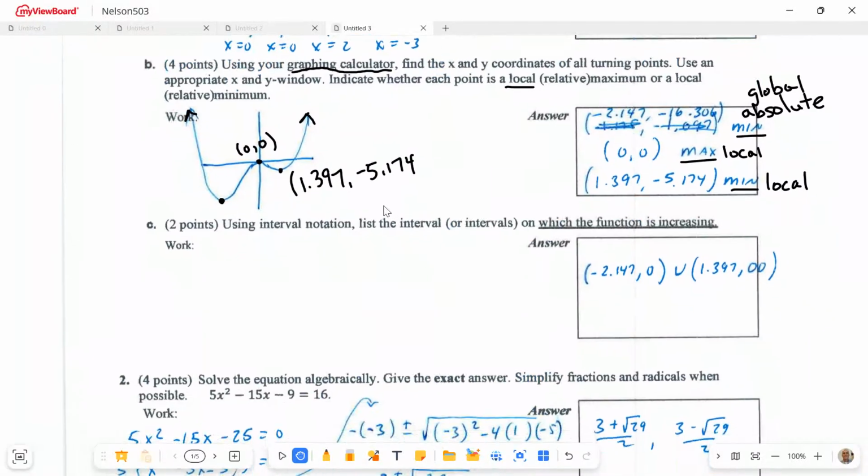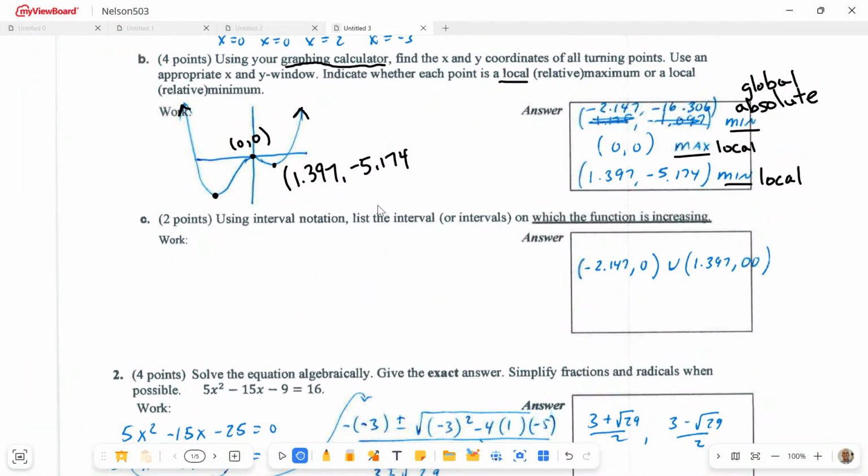Part C, it says using interval notation, where's the function increasing? This is still kind of messing with people's minds. Increasing means the slopes are positive. So as we go along here, if I drew a little tangent line right here, see how that's a positive slope? This is increasing. If we had a negative slope, like let's say I drew a tangent line right over here, see how that's a negative slope? That means that it's decreasing over here.